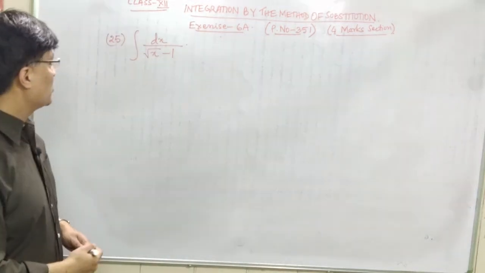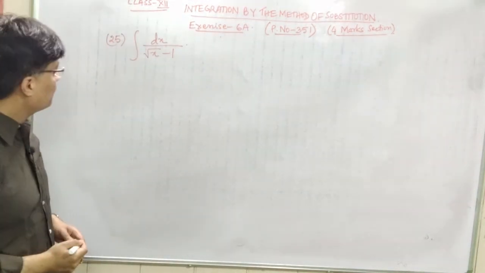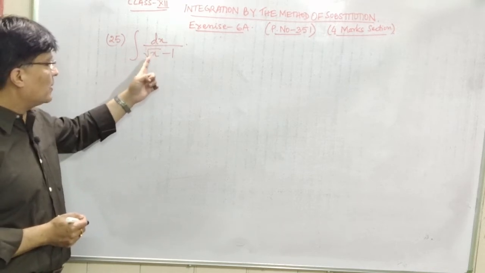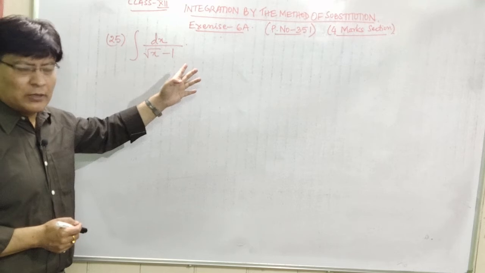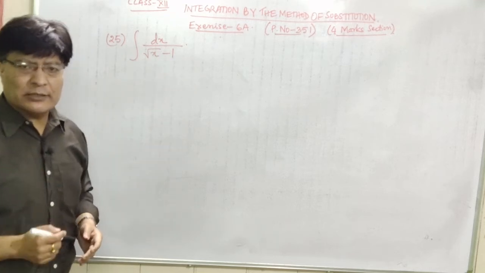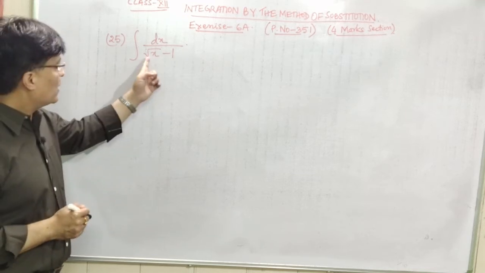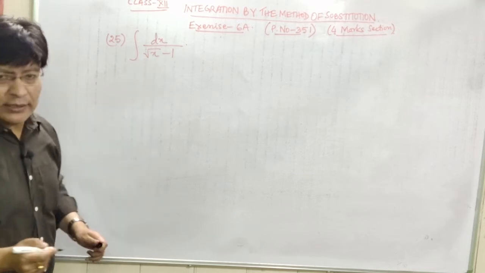So now we'll do the next question, that is question number 25. Let us integrate this integral of dx divided by root over x minus 1. In this case also the same method is used as we have done in question number 24. So root over x is there. Let us put x is equal to z square here also.